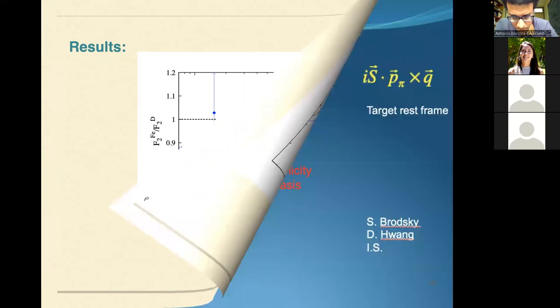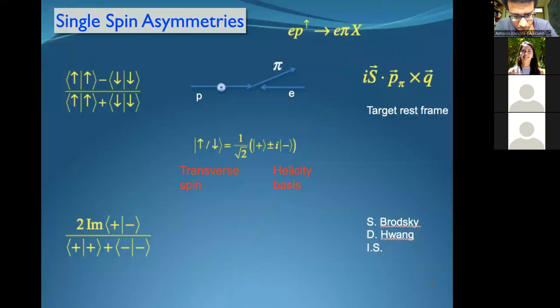Anyway, the next thing I want to talk about is another process that's very important. Actually, we did that some time ago. It's called single spin asymmetries. Actually, this paper has close to 900 citations in Spires, and it's very, very well known.